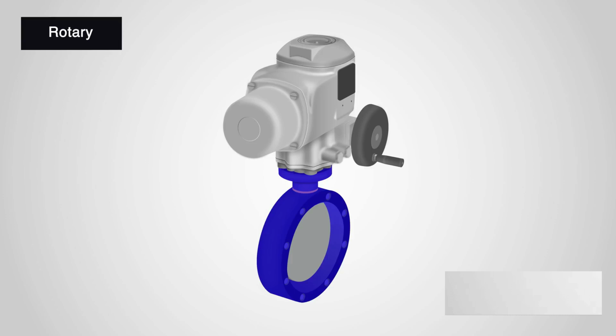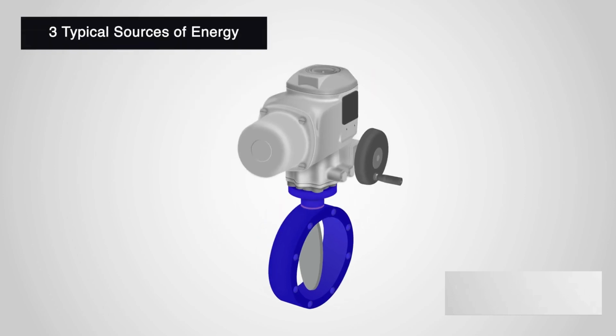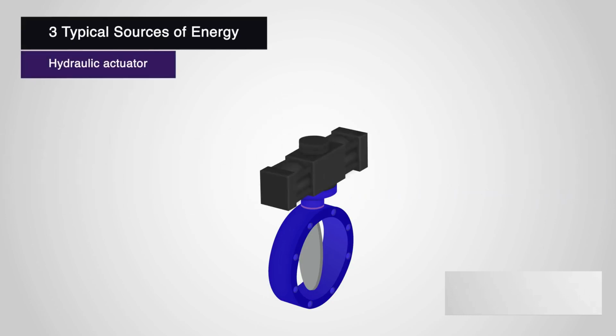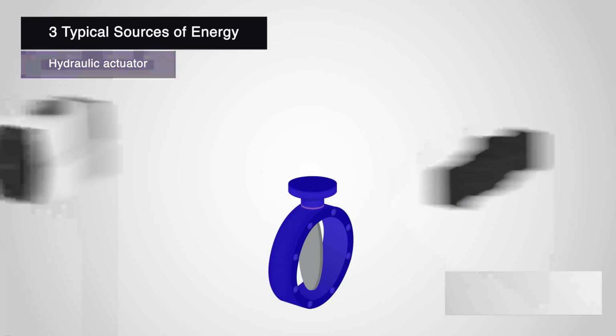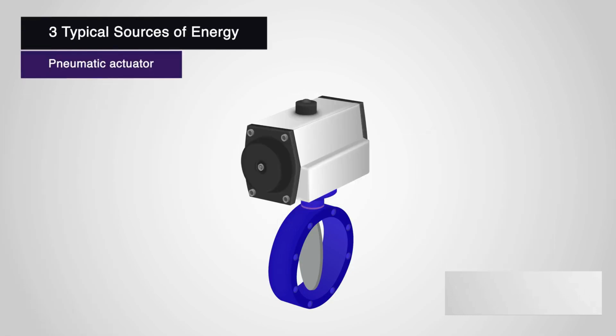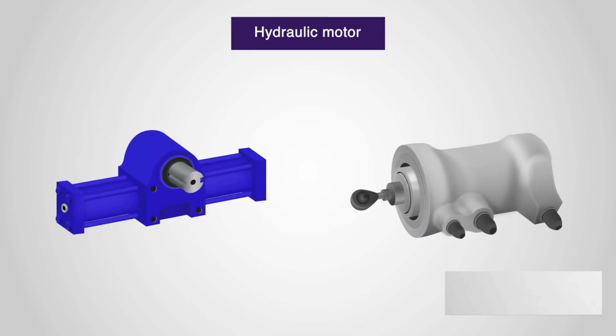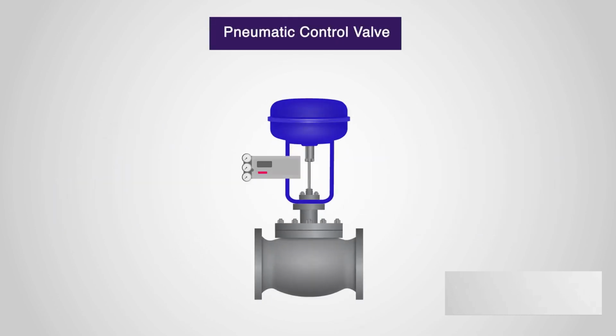In this example, the butterfly valve is operated by turning the hand wheel connected to the rotary actuator. In industrial applications, the hand wheel could be replaced by one of the three typical sources of energy which can operate the rotary actuator. Electric actuators use some form of electrical energy to operate. Hydraulic actuators use a variety of liquids as a source of energy. Pneumatic actuators are operated by compressed air. Typical actuators in the industry include electric motors, hydraulic motors, and pneumatic control valves.